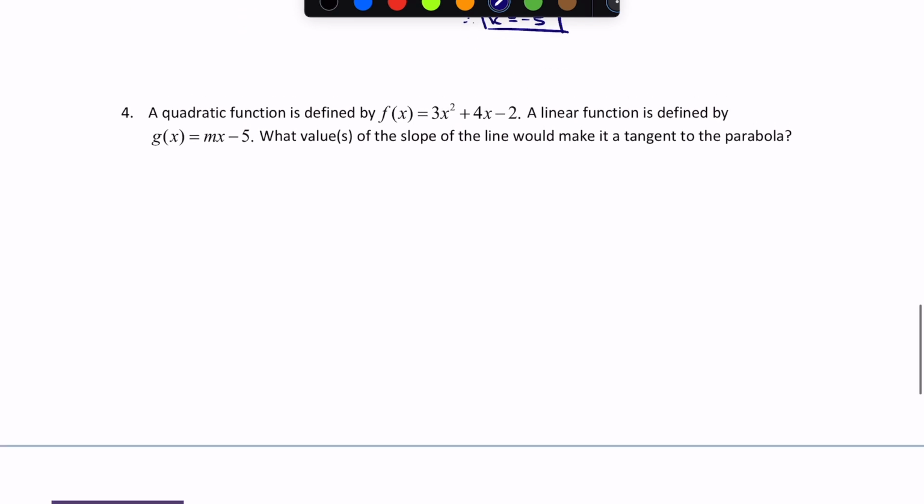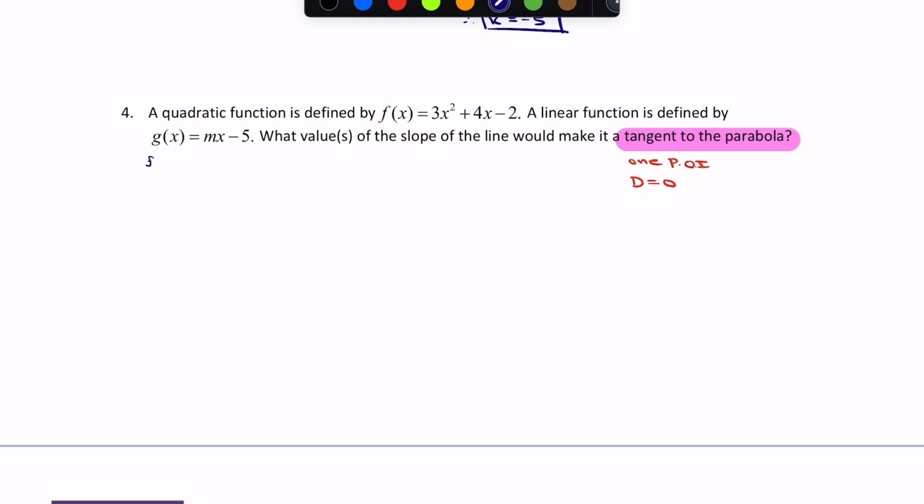Okay, this next example, it says a quadratic function is defined by f of x is equal to 3x squared plus 4x minus 2. A linear function is defined by g of x is equal to mx minus 5. What values of the slope of the line would make it a tangent to the parabola? So remember, tangent to the parabola means that it intersects at 1 point of intersection. And 1 point of intersection means that the discriminant will be equal to 0.